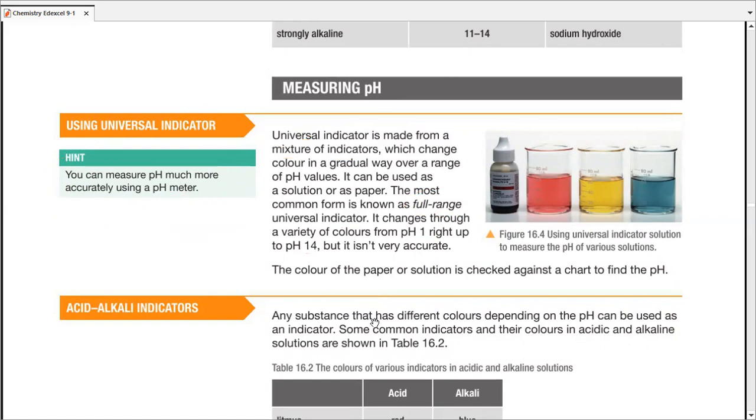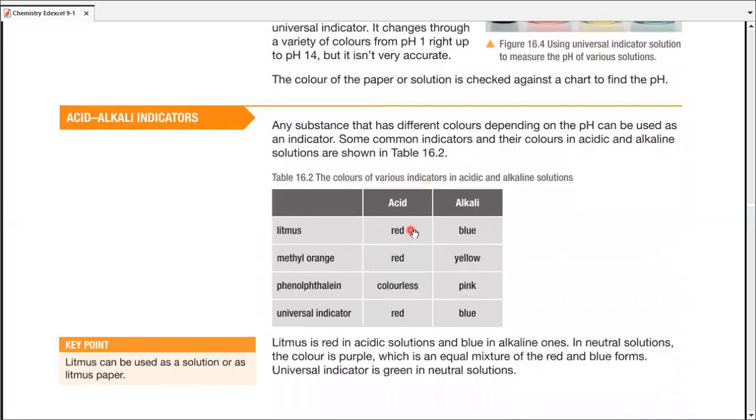Moving on. Sir, right? Go ahead. What is indicator paper made out of?